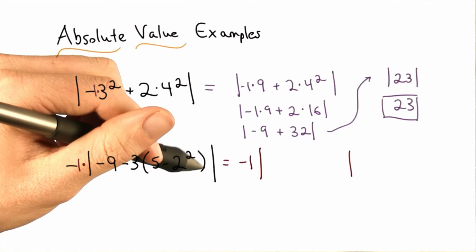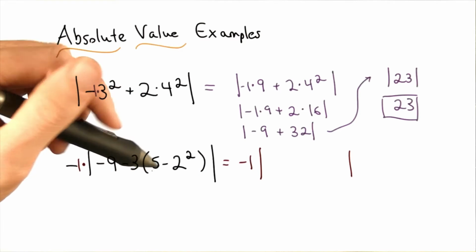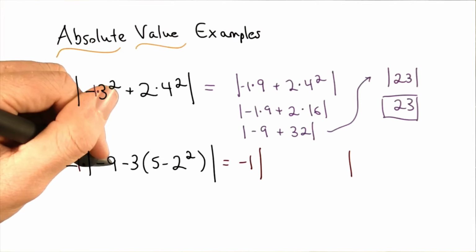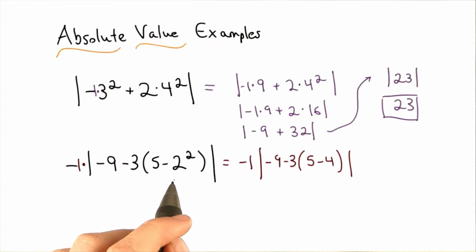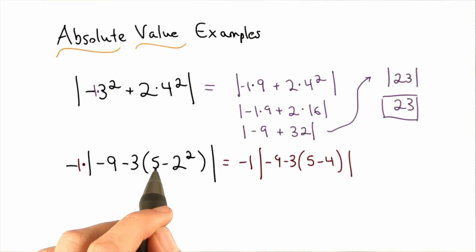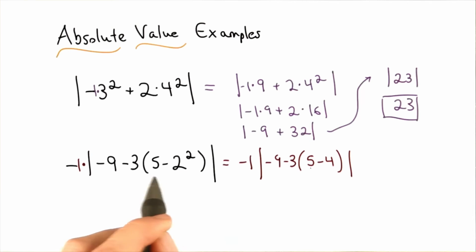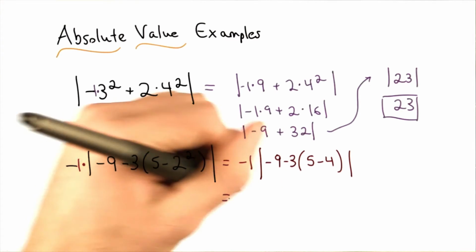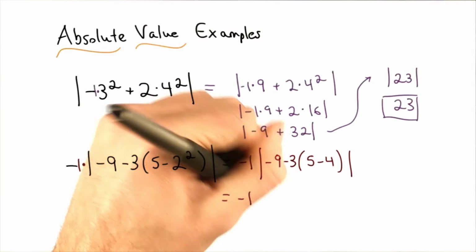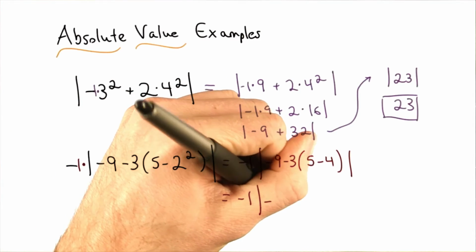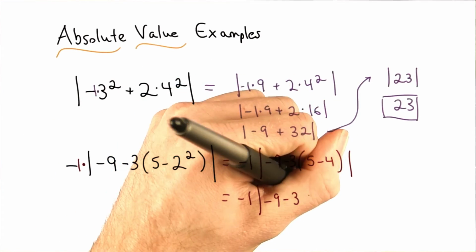When thinking about what to do next, I need to start with this inside parentheses. I'm going to go ahead and list negative 9 minus 3. For this inside parentheses, I'll do 5 minus 2 squared. I know 2 squared is 4, so I have 5 minus 4. My negative 1 is still on the outside. I have absolute value of negative 9 minus 3 times 1.